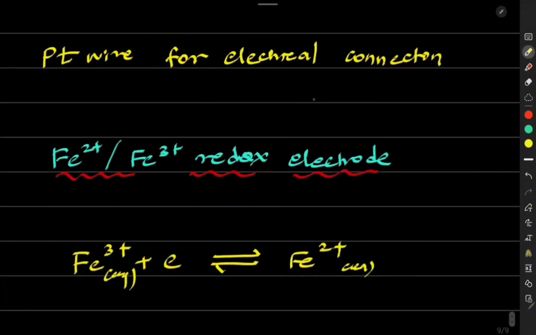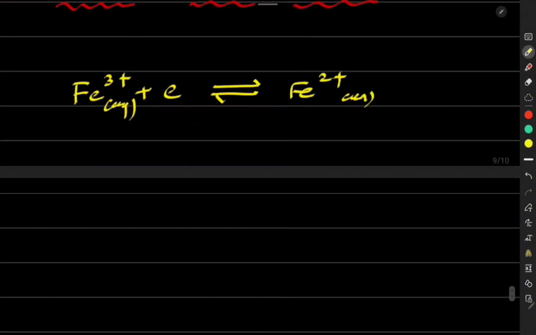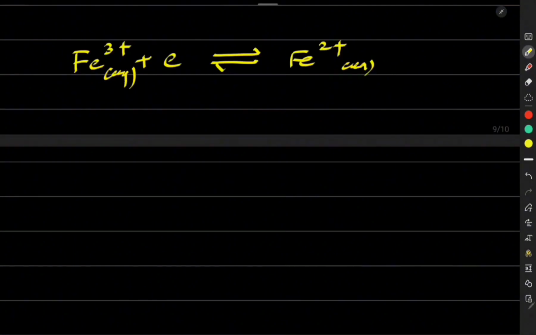How are these electrodes created? The platinum electrode can be inserted into a beaker containing a solution of both iron Fe2 plus and Fe3 plus ions. The concentration should be 1 mole dm minus 3 each, and couple this to a hydrogen electrode.